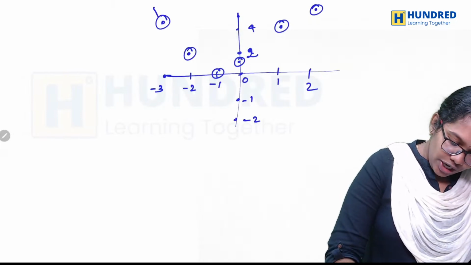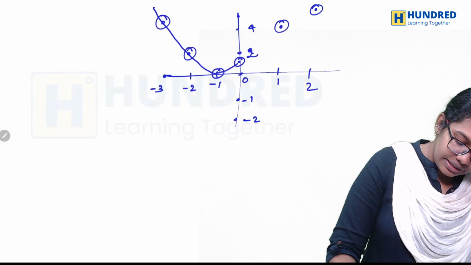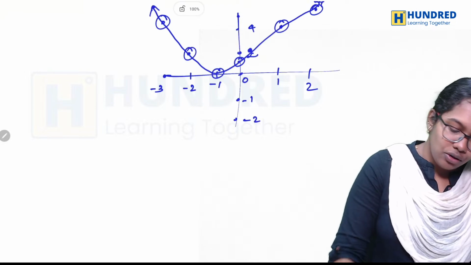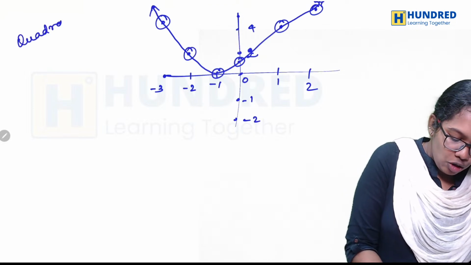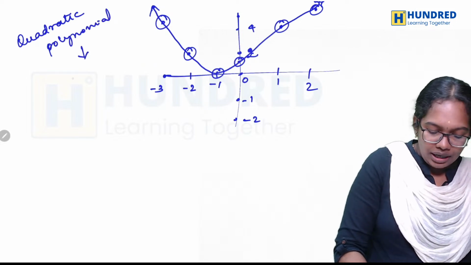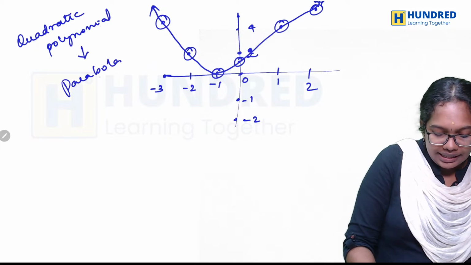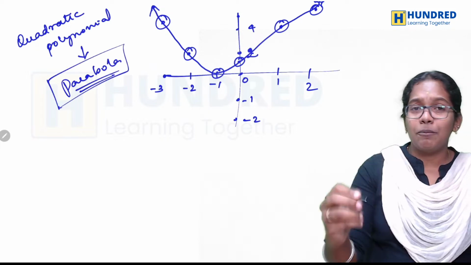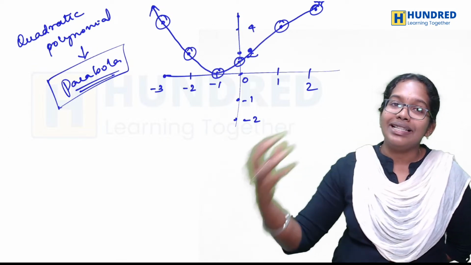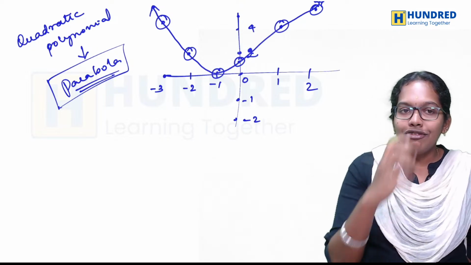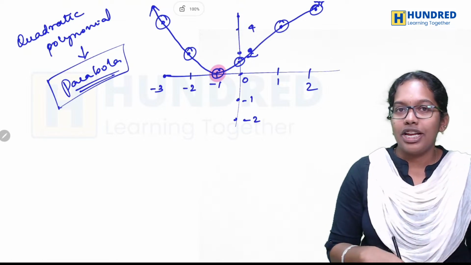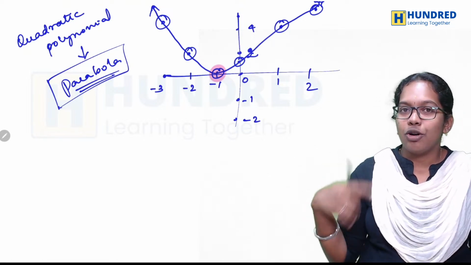Okay, now if you join all these points, what are you getting? See, you are getting a parabola out of this. So you have to know that a quadratic polynomial will lead to a parabola. A linear polynomial or linear equation will lead to a straight line, and a quadratic polynomial will lead to a parabola. Now tell me, this parabola is touching the x-axis at exactly 1 point, right? So this quadratic polynomial will have one root.